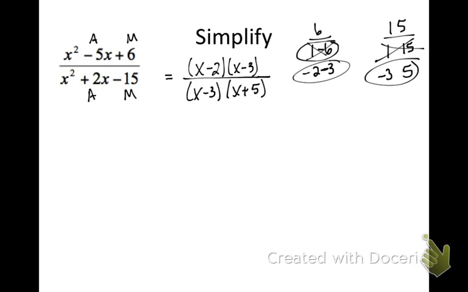Again, I'm looking on the top and the bottom for something that's in common, and the x minus 3 is in common. So I'm going to cancel it out of the top and the bottom. And my final answer is just x minus 2 over x plus 5.